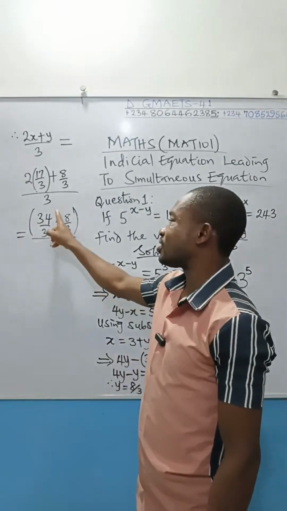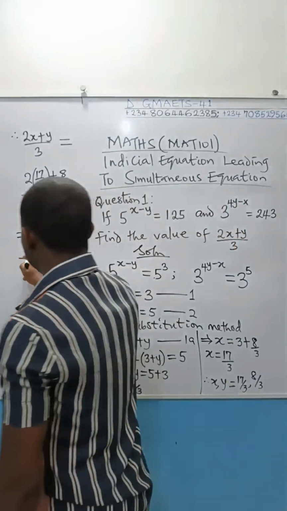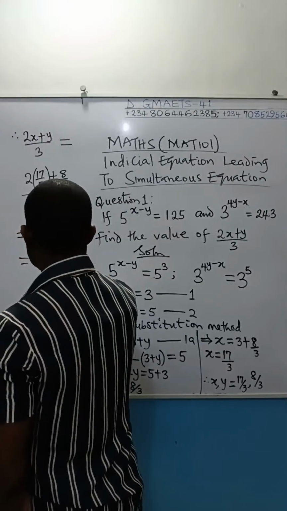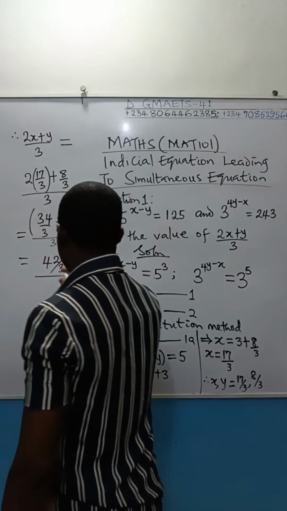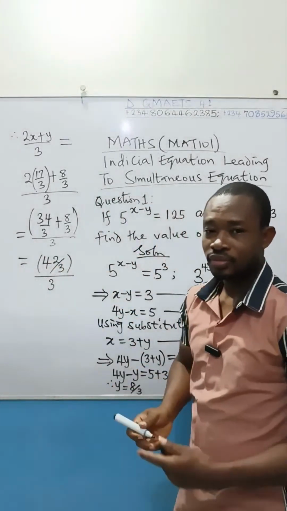But you know that 42 over 3 can reduce. 3 can divide 42. Let me show you that one. 42 over 3, then all over the denominator. You have this in the numerator like this.